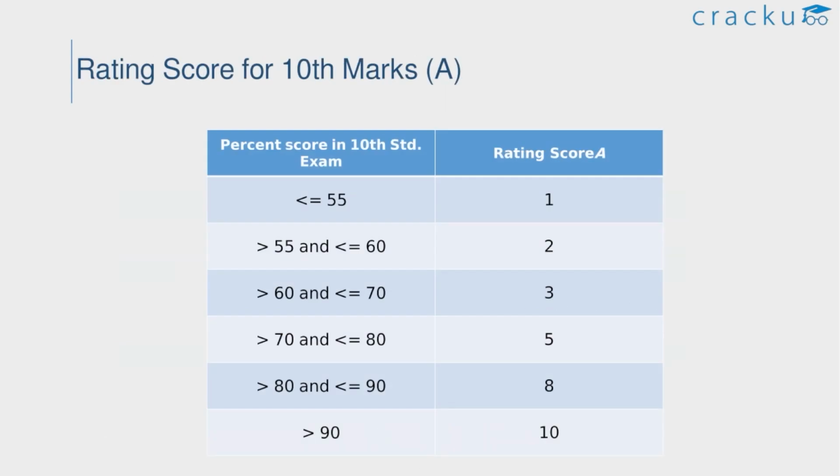Now let us see the first one, that is the rating score of your 10th marks. As you can see, these are the ranges of your 10th percentage, and these are the points given for the corresponding percentages. If you got above 90 percentage, then you can get 10 points. Similarly for all the percentages, these are the corresponding points.